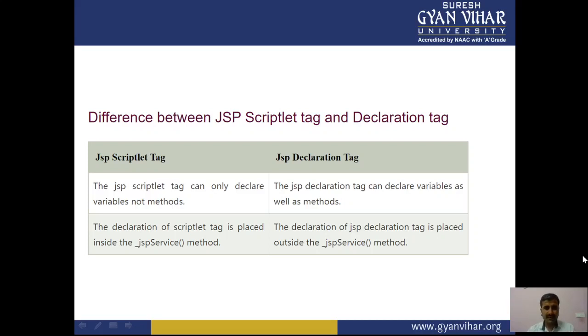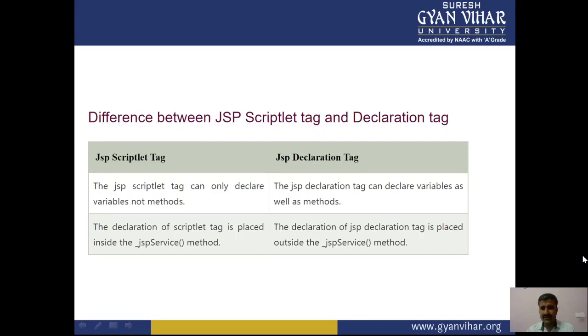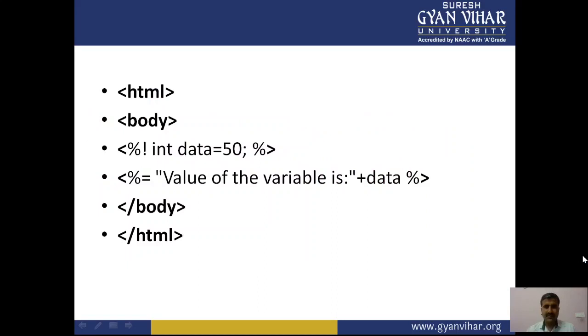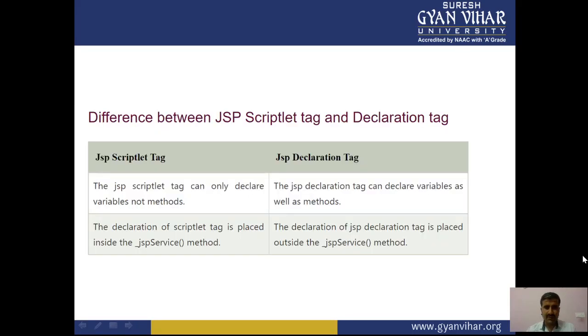Declaration in a scriptlet tag is placed inside the JSP service method. But in case of the JSP declaration tag, the declaration is placed outside the JSP service method, right? So, for example, int data = 50. The value of data is 50. So we say that a declaration in a scriptlet tag is placed inside the JSP service method.